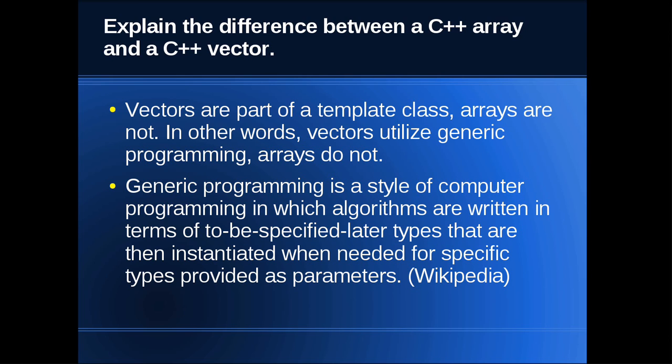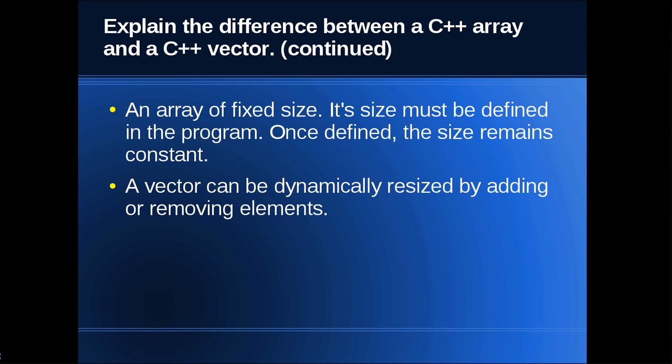So what's generic programming? Generic programming is a style of computer programming in which algorithms are written in terms of to-be-specified-later types that are then instantiated when needed for specific types provided as parameters. So in general, generic programming, instead of saying this algorithm is for integers, it would just say this algorithm is for some undefined type. We just call it like A or B or C or whatever. And then when you actually implement that algorithm, you'll say what type it is. And that definition comes from Wikipedia.